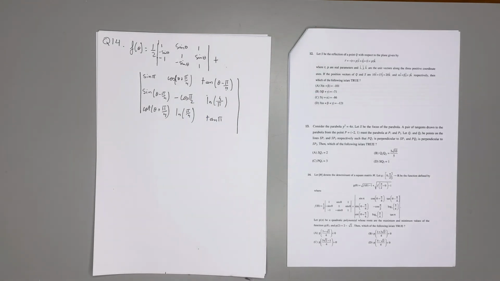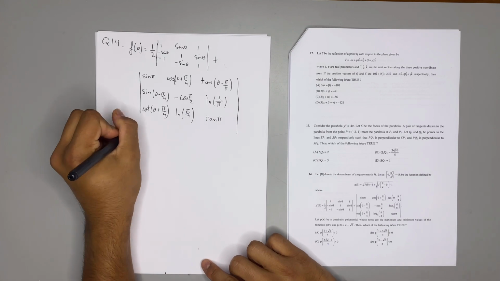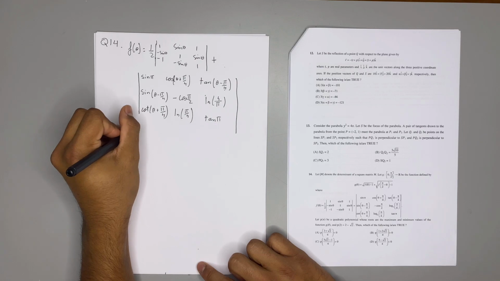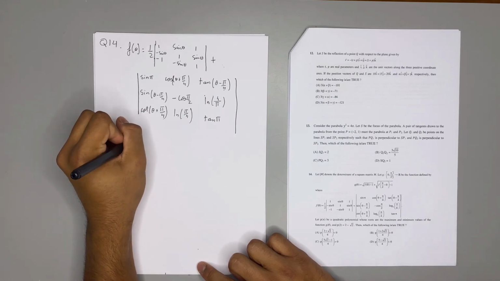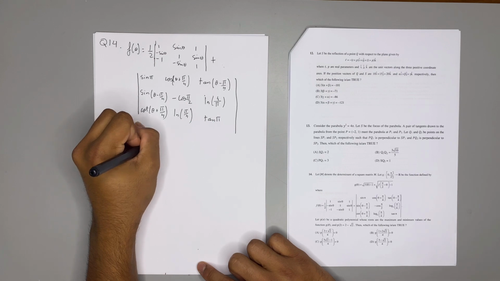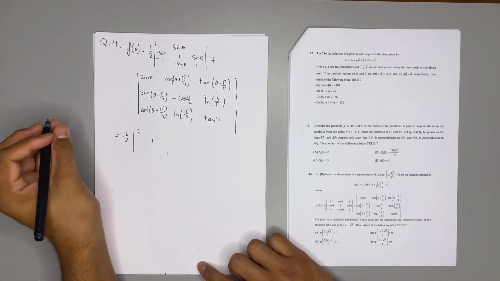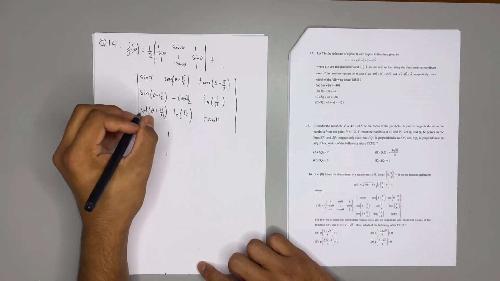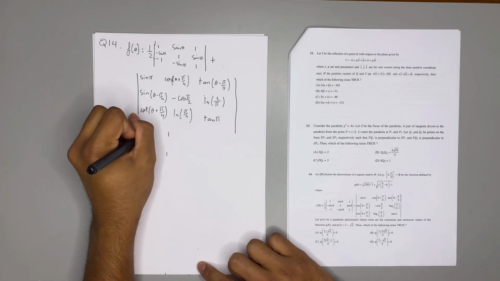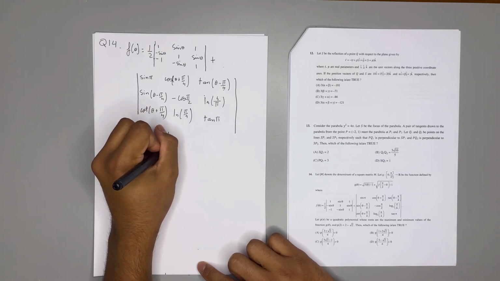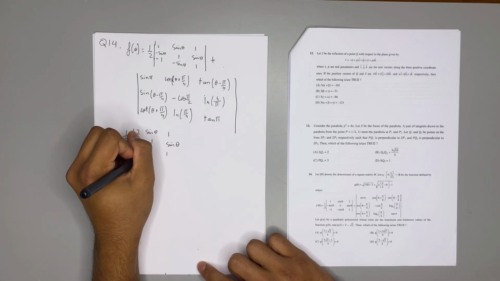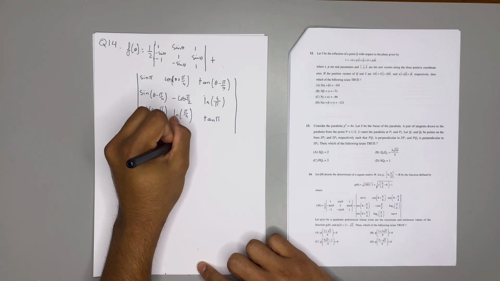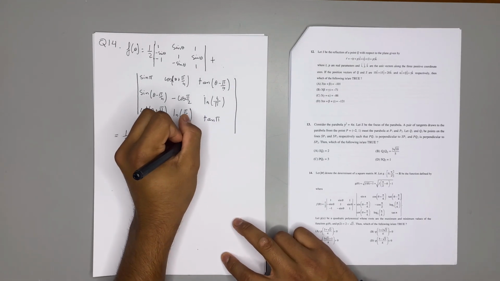Correct? Let's simplify the first part. This then equals to 1 upon 2. We have 2, 1, 1. We go 1, 1, 0. We have 0, sine theta, and negative sine theta. Boom. First one done. Let's look at the second one.